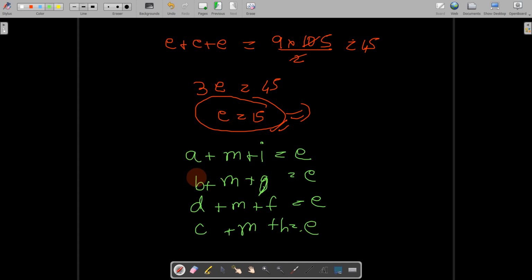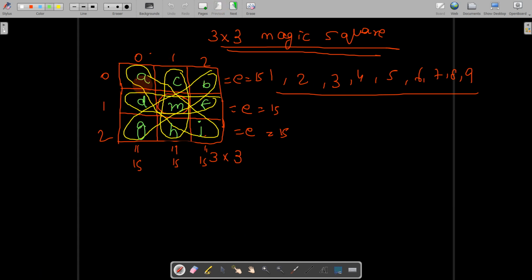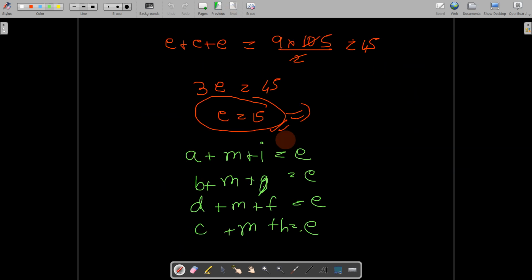So note, A, B, C, D, then I, G, F, H, all the cells have been included. Means apart from M, all the other numbers from 1 to 9 have been added once over here. If we add all these four equations, only M is being added 4 times. Other elements are added only once.